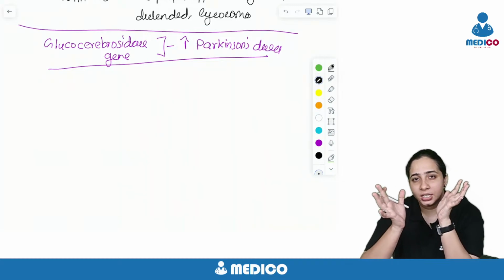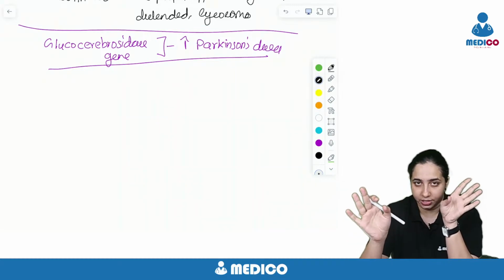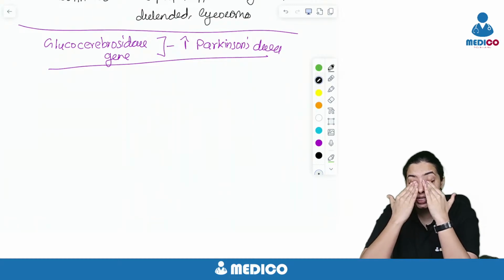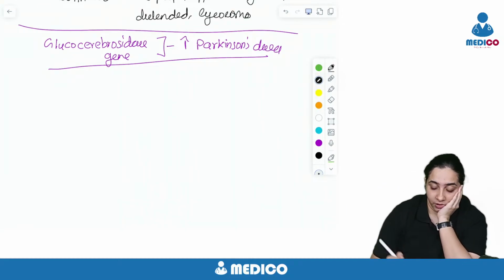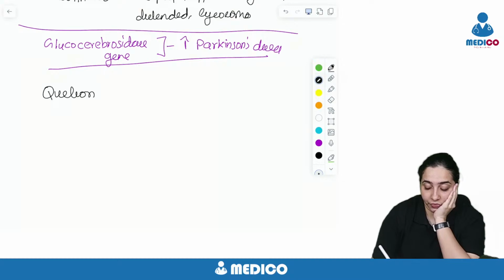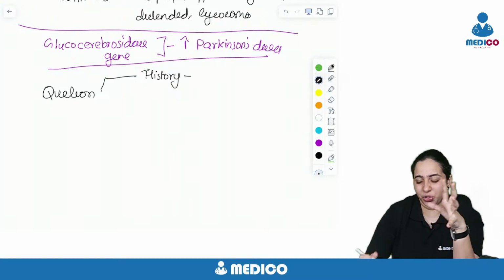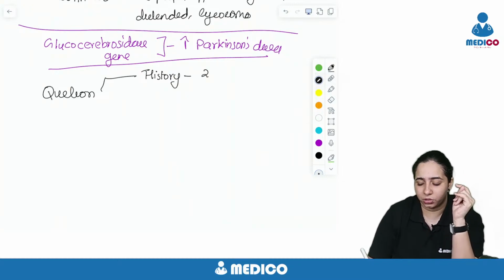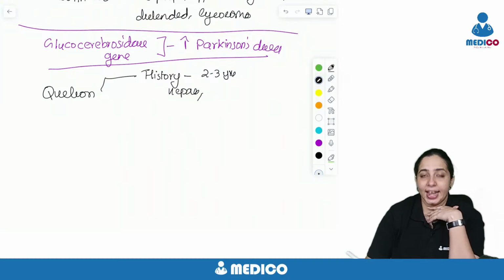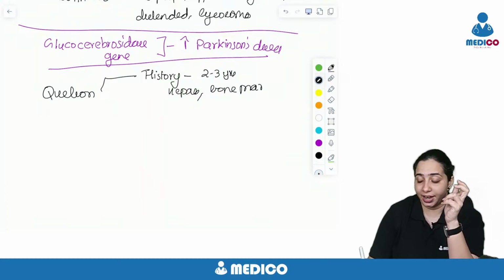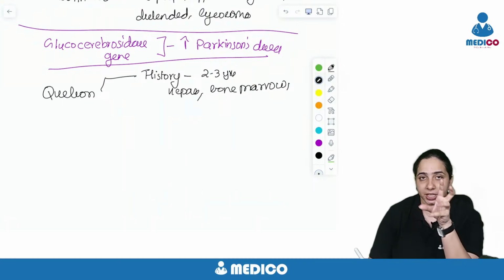So summarizing, now you've learned so many things about Gaucher's disease. Now from the point of view of exams, how will you be able to answer if the question is about Gaucher's disease? First thing will be the history. You will have a history of usually a child, about 2 to 3 years or even less. The child will have hepatosplenomegaly and there will be words like bone pain or bone marrow involvement or something like that.